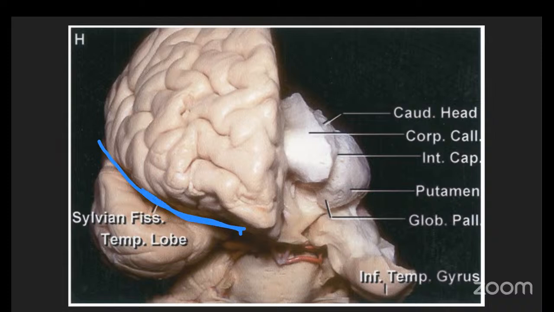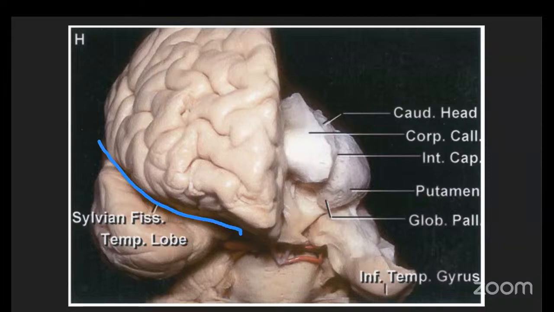On the other side, all the cortex and all the white matter has been taken away. So what you see is only the central core. And it's a lot easier to imagine the central core here. Now you see it in a different direction. You can see the corpus callosum here.